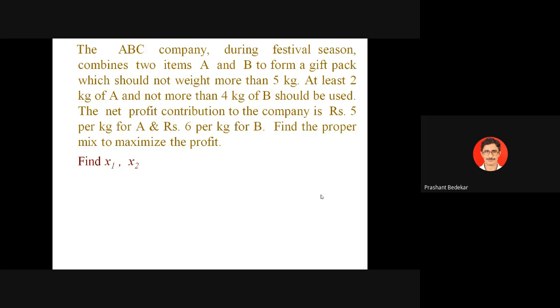So per packet profit because of item A will be 5 times x1. And because of item B, it will be 6 times x2. So what will be the total profit per packet? It will be 5x1 plus 6x2. Total profit will be 5x1 plus 6x2. And that is what I have to maximize.